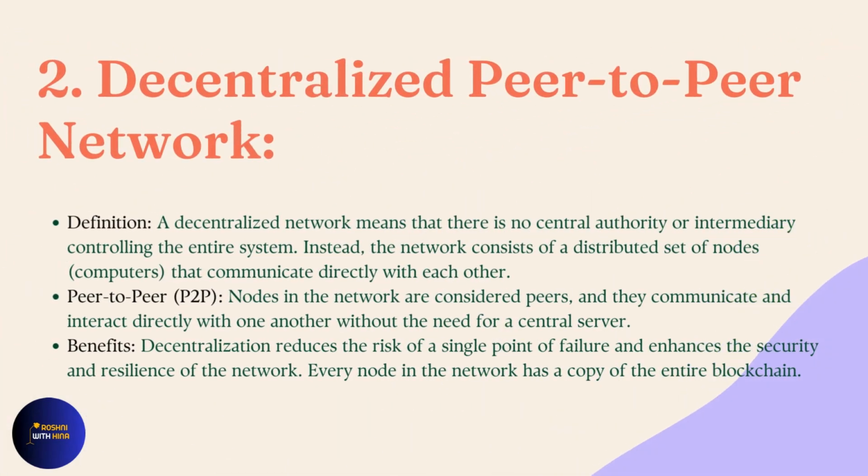Number 2, decentralized peer-to-peer network. Definition: a decentralized network means that there is no central authority or intermediary controlling the entire system. Instead, the network consists of a distributed set of nodes, computers that communicate directly with each other. Peer-to-peer, P2P: nodes in the network are considered peers and they communicate and interact directly with one another without the need for a central server.